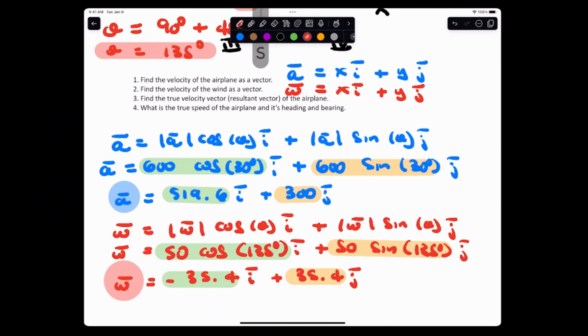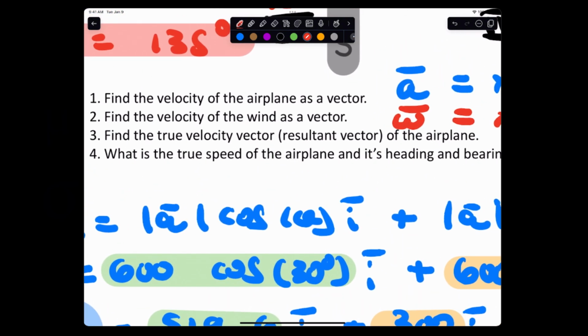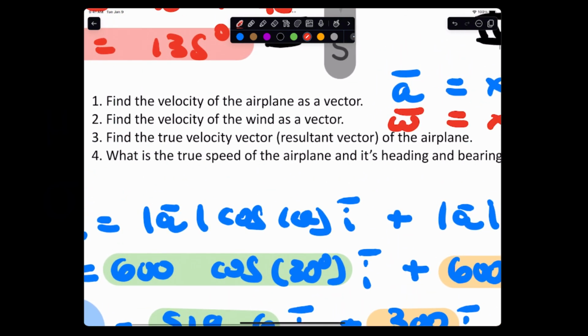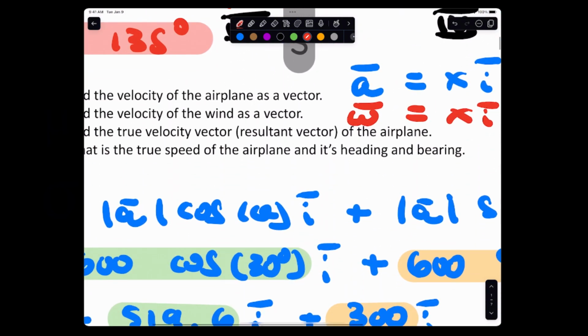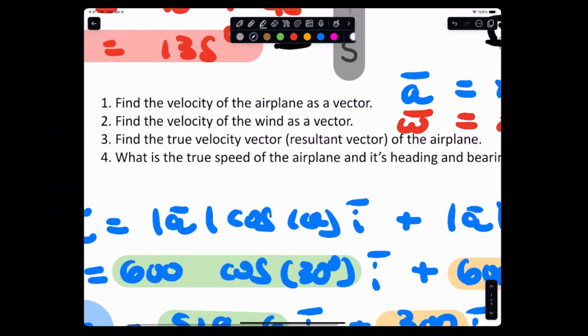Now, the next question. Find the true velocity vector. You say, what do you mean by the true velocity vector? I think we colored it what? Oh, it's black. When they say find the true velocity vector, what do you think they mean by true? It's the true velocity vector of the airplane. What they mean now is include the wind.